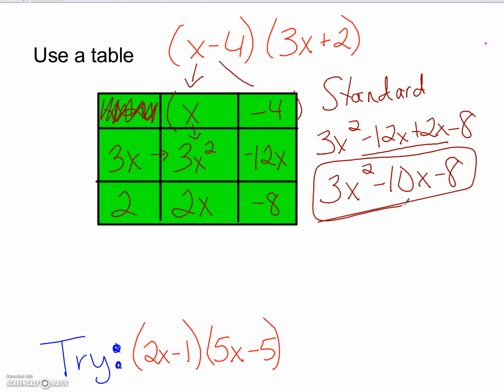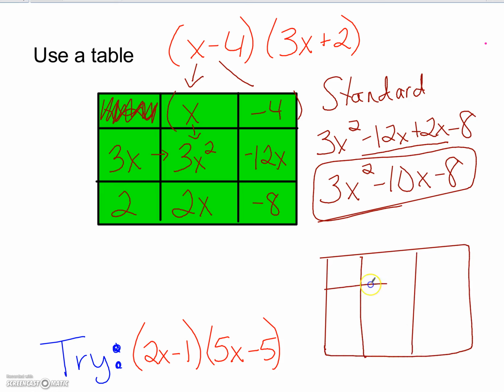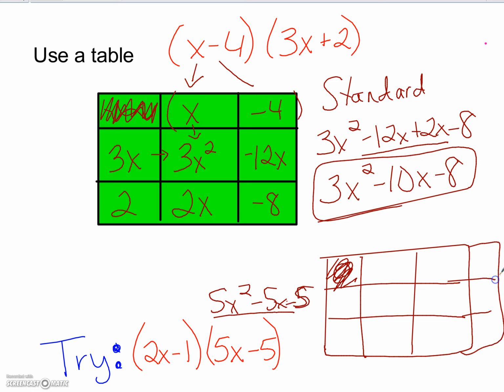Okay, alright, so I have one for you to try on your own as well. Remember, you want to make yourself a 9 box. First square is not going to be used. If this happened to be a binomial times a trinomial, then you would add another box here. But since it's just a binomial times a binomial, a 9 box is plenty.